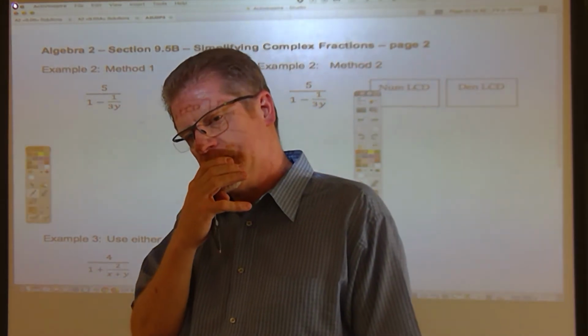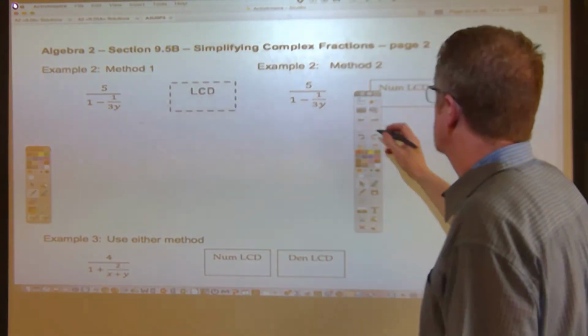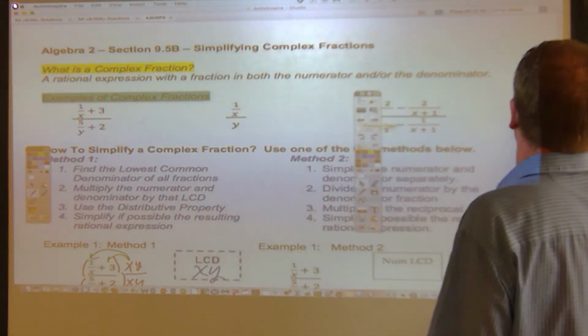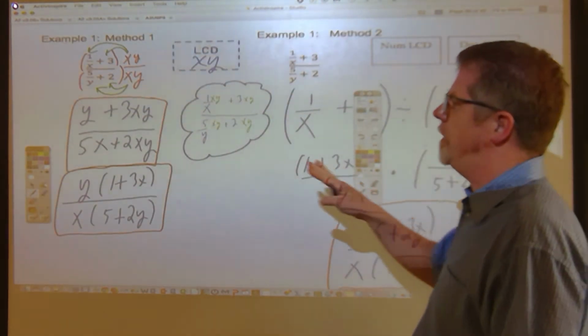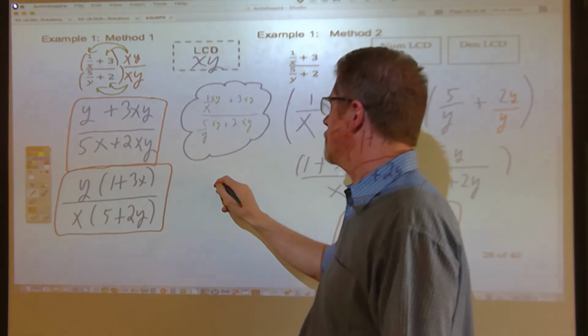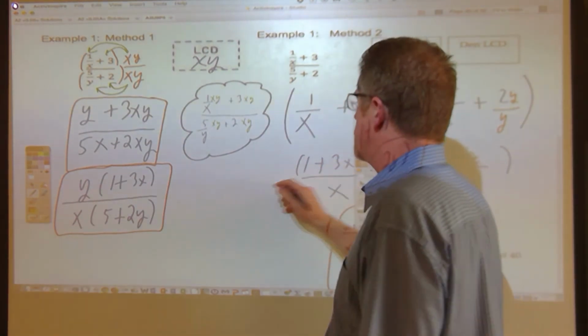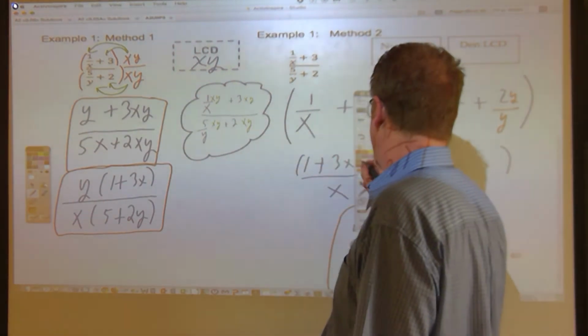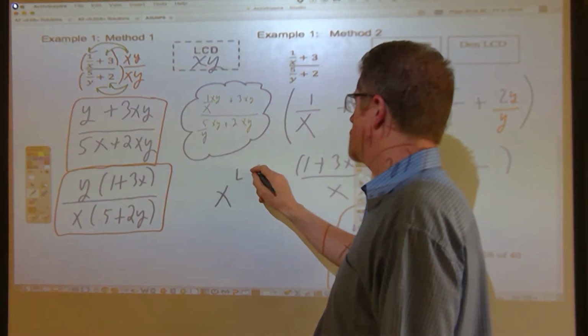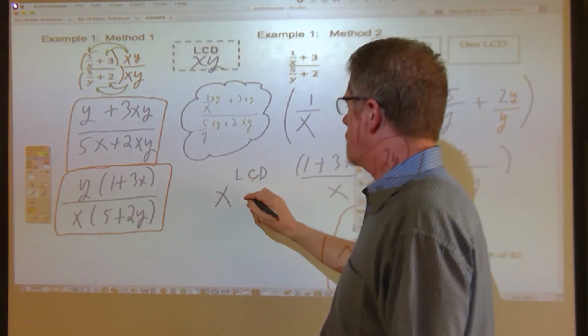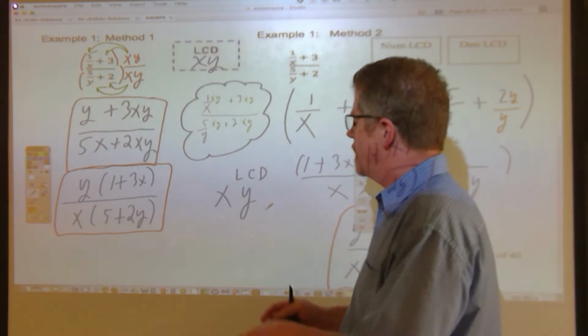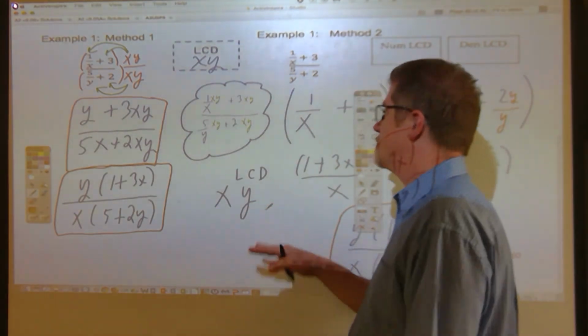I do have a question. How did we find the lowest common denominator on the first problem? Yes, I'm really glad you asked. What you can do is take inventory of all the denominators. One of the denominators is x. Here's a thinking process for the lowest common denominator. Another denominator is y. So what you have to do is combine the prime factorizations, and it ends up being xy.